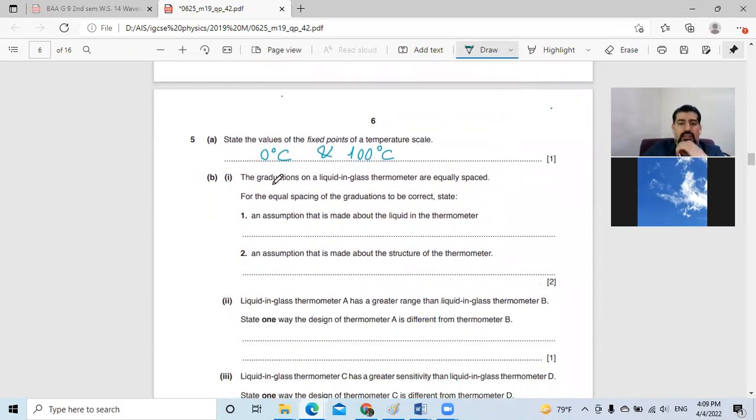Then what they ask: the graduations on the liquid-in-glass thermometer are equally spaced.